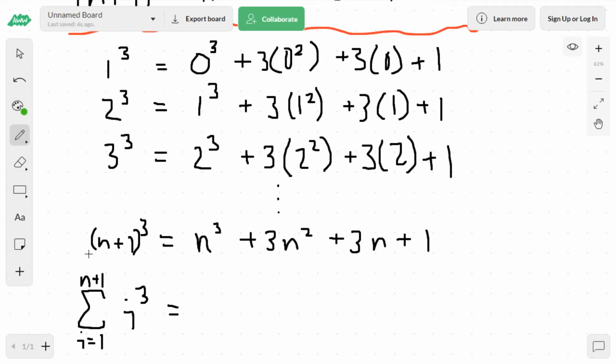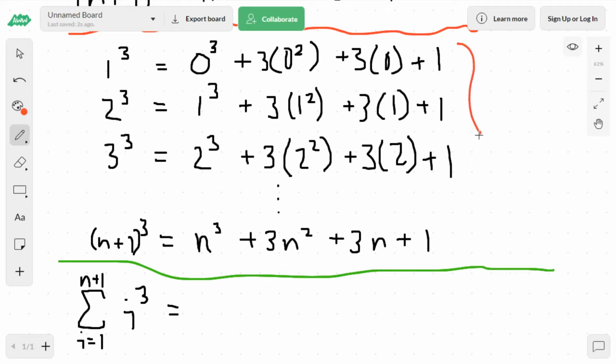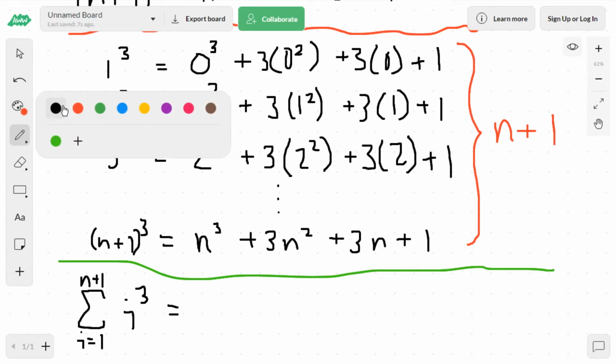Okay, so we need another dividing line over here. How many did we have here? That's probably worth noting. We start at 1 and go all the way up to n plus 1, so there's going to be n plus 1 of them. Unlike before, where there were just n of them, we've got n plus 1 of them. That's going to be important.